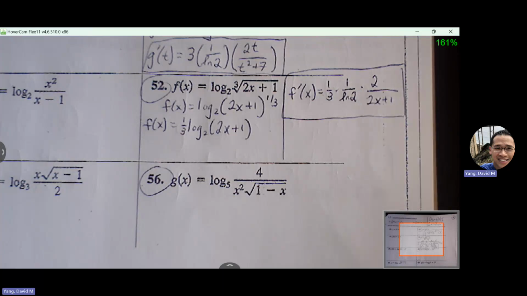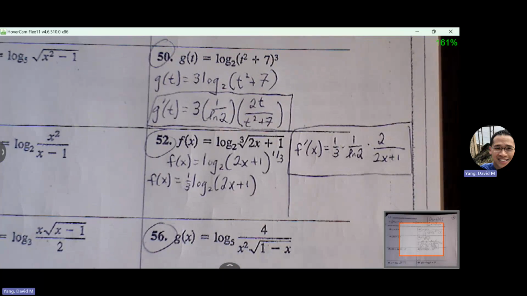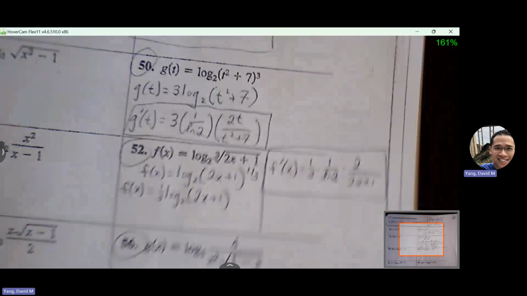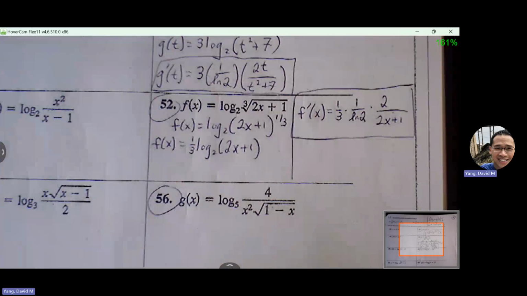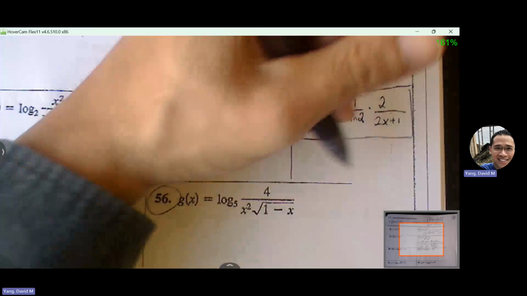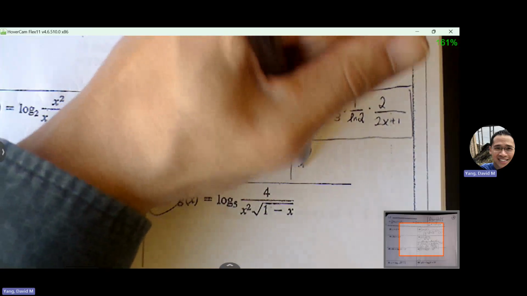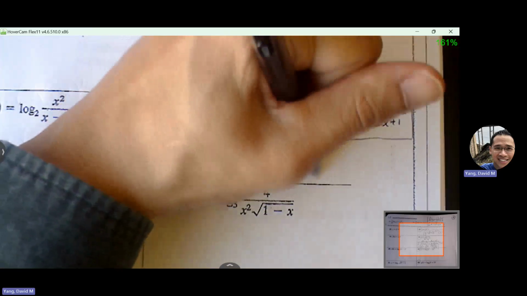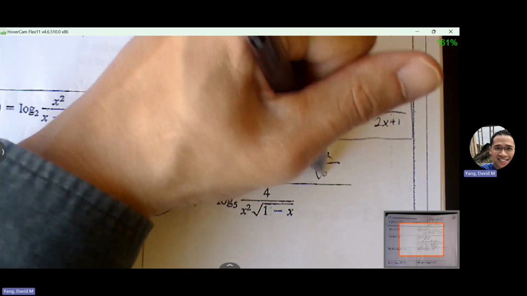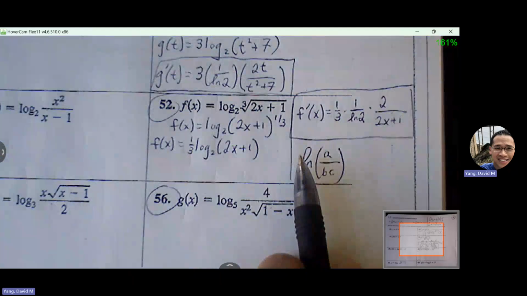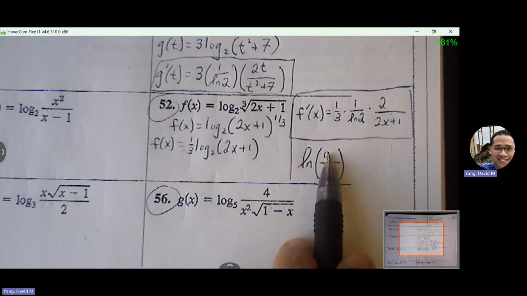Okay. Any questions up to 52? If you look at 56 here, it's a lot more involved. We definitely see potential for quotient and product property. I just want to show you something here. If I have a log or natural log of multiple pieces in the numerator and denominator, we can do a quick expansion just by where they're located.